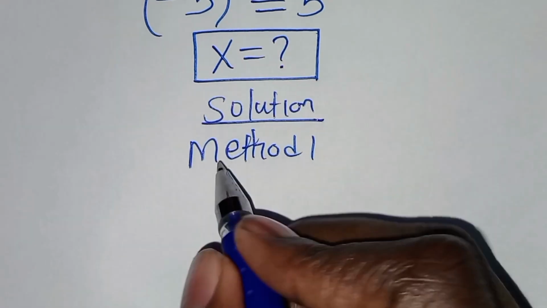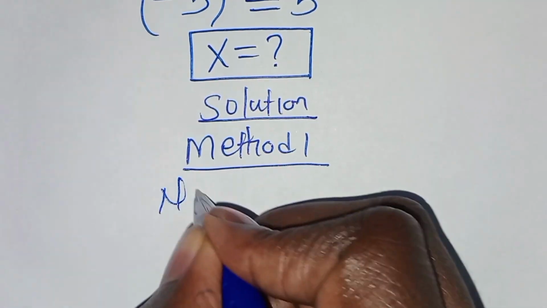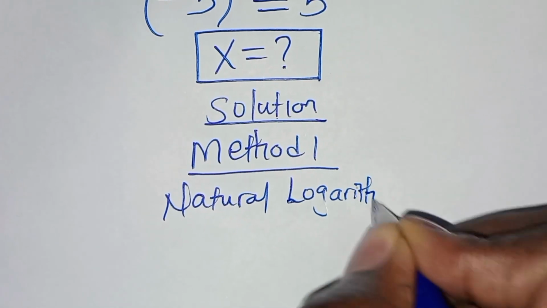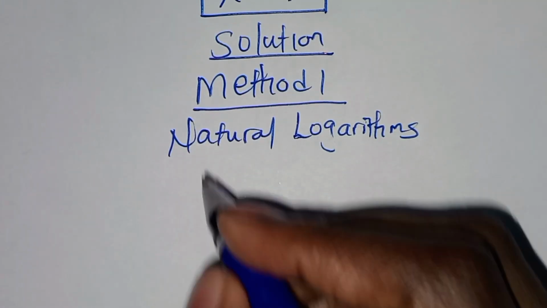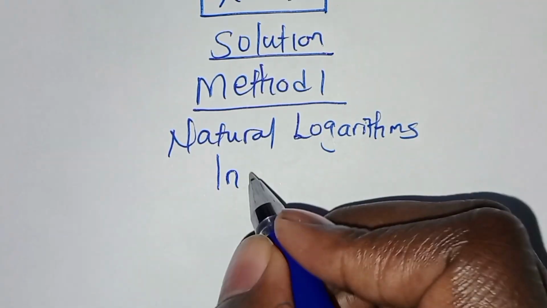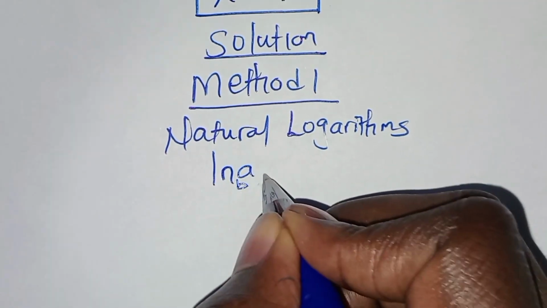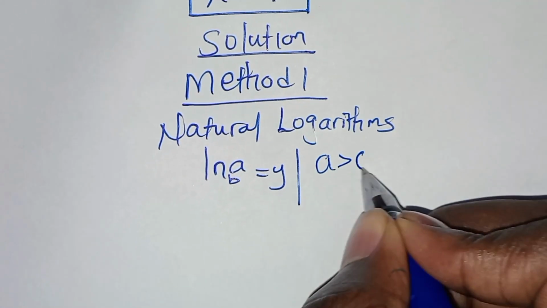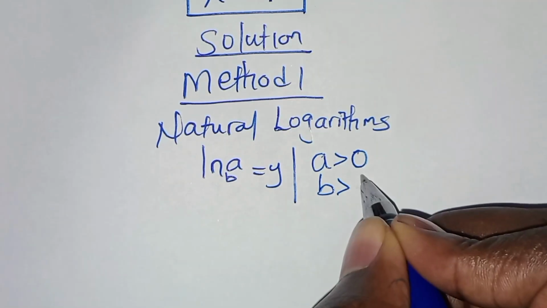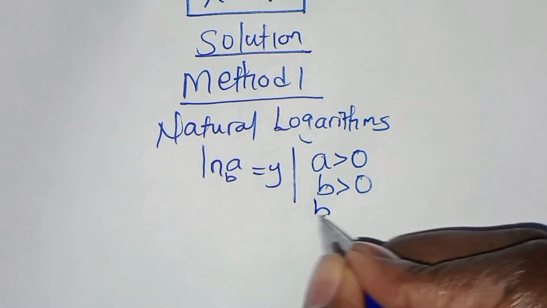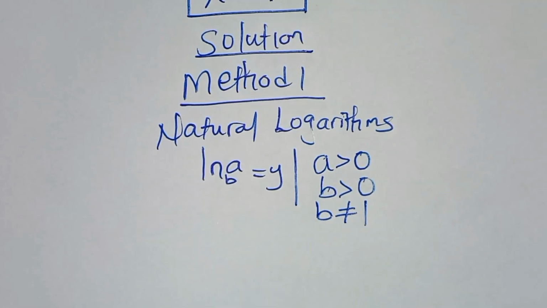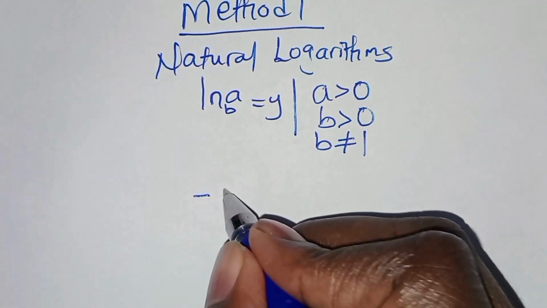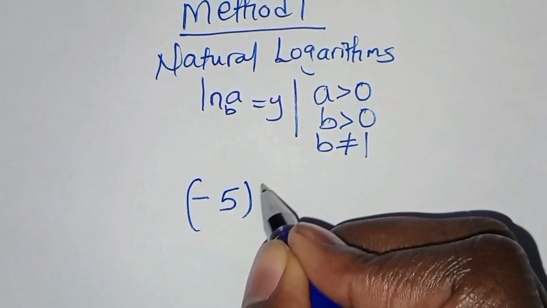Under method 1, we are going to apply the aspect of natural logarithms, such that if you have log of a to base b equal to y, this implies that a is greater than 0, b is greater than 0, and that b is not equal to 1. Now, bearing these conditions in mind, we have (-5)^x.